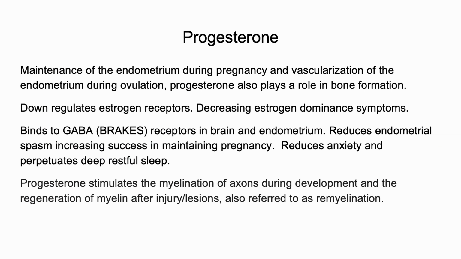So let's talk about progesterone here. Progesterone has lots of functions as well. It maintains the endometrium during pregnancy, and vascularization of the endometrium during ovulation. Progesterone also plays a role in bone formation, which we talked about earlier. We also talked about how it downregulates estrogen receptors, decreasing estrogen dominance symptoms. It binds to GABA receptors. GABA receptors in the brain, right?